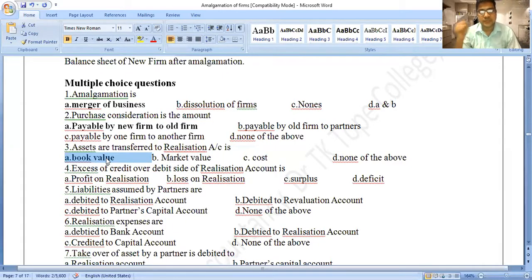These things you have to keep in mind. Whenever the asset is transferred to realization account, always we have to consider book value. Whenever the asset is recorded under purchase consideration, we have to consider book value and aggregate value. Excess of the credit over a debit side of realization account is a profit on realization.